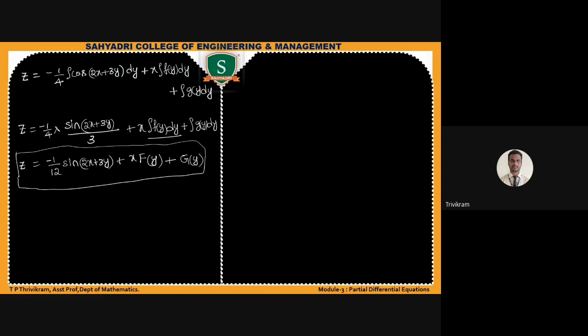Plus here one more integrating constant with respect to y we have to add, right? What is it? Plus h of the opposite variable. That means h of x we have to write. That's it. Fine. So here also you have to write plus h of x.